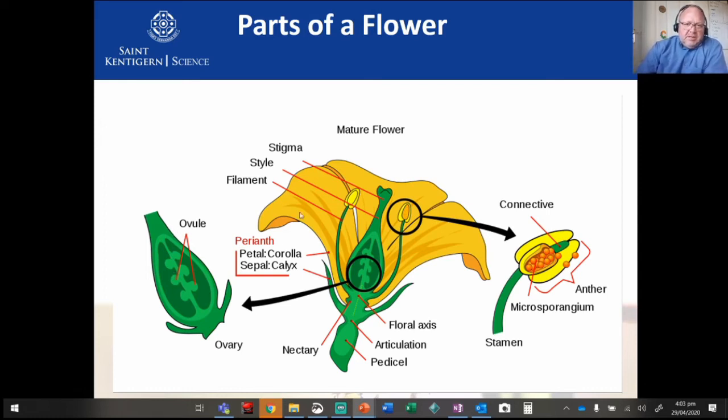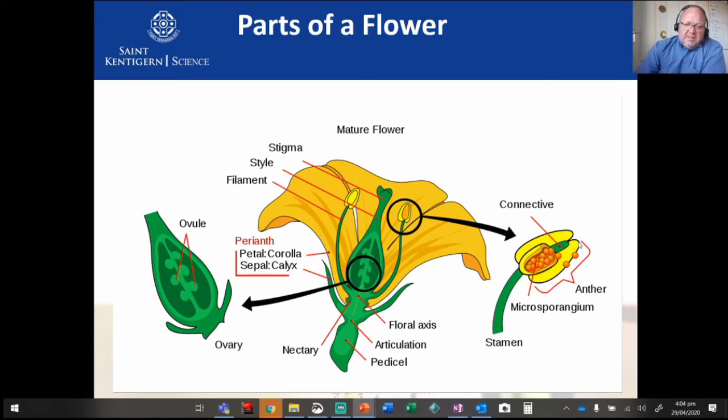Alright, so we need to know that the main leaves are called the petals, and then the green leaves that used to protect it while it was a bud are called the sepals. You don't have to know the perianth word, but you do need to know petal and sepal. Down here is where the nectar is produced, and it's produced in something called the nectary. Isn't that funny? The nectary.